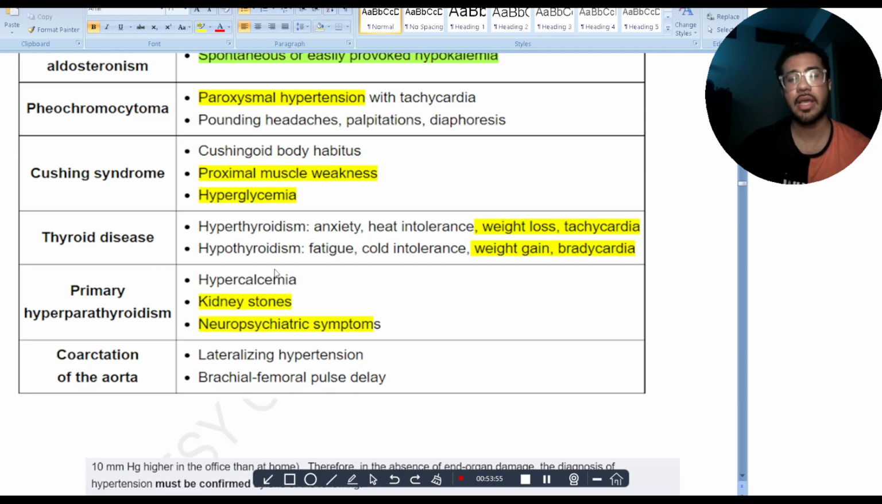Thyroid disease, yeah, you guys can read it here. Primary hyperparathyroidism: bones, stones, groans, and psychiatric overtones, that's a high yield mnemonic. Bones, you're going to get bone pain. Stones, you're going to get stones in the kidney. Psychiatric overtones, you're going to get neuropsychiatric symptoms.